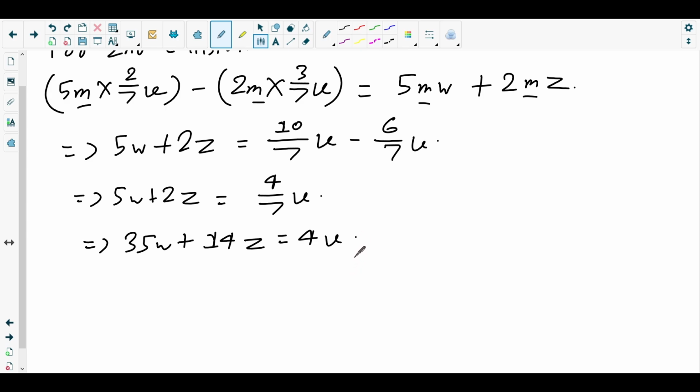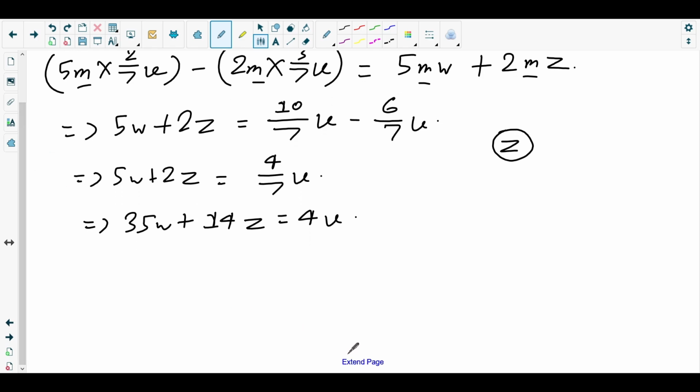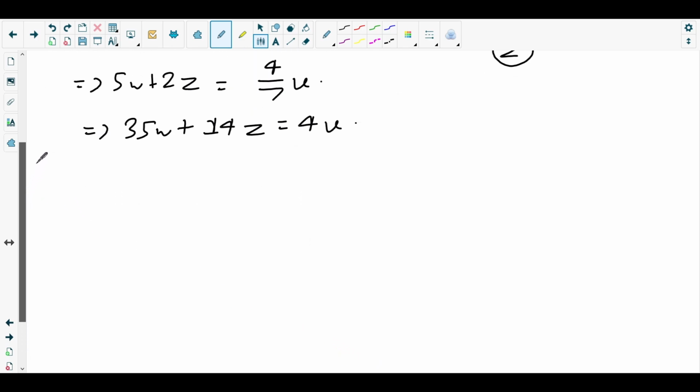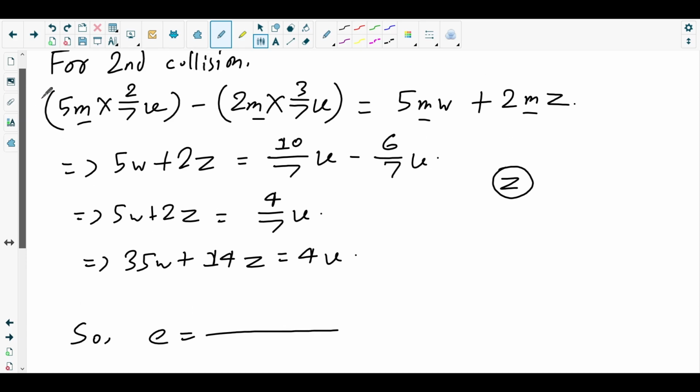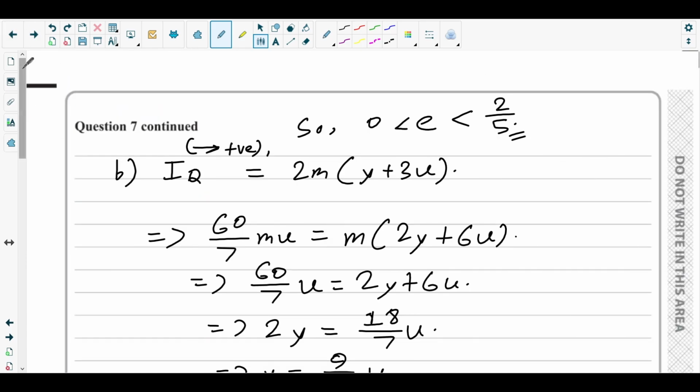Okay, now our aim is to find the value for Z, which is the velocity of particle Q after the second collision. Consider the law of restitution, E, between particles P and Q. E equals speed of separation over speed of approach. For the speed of separation, we need to consider the direction of the particles P and Q after the second collision.